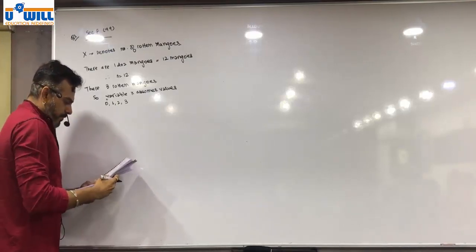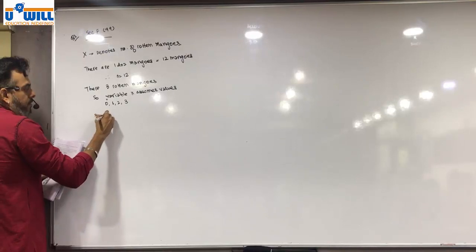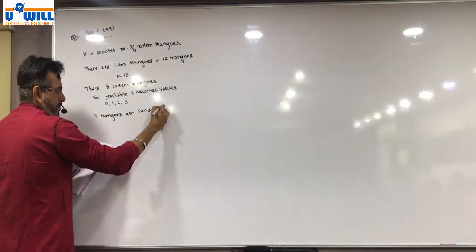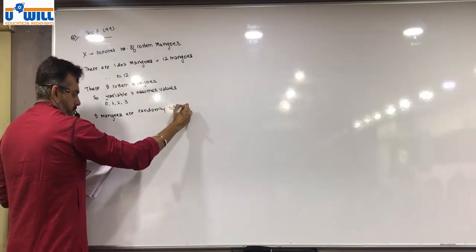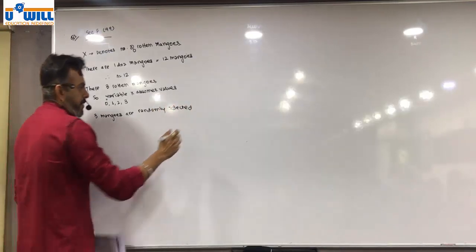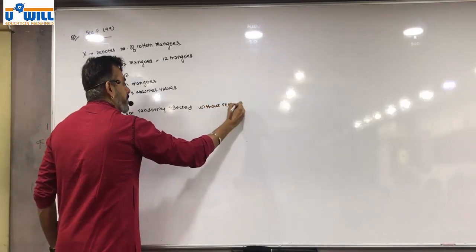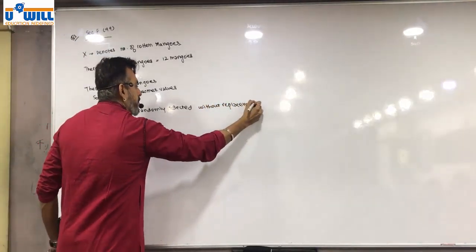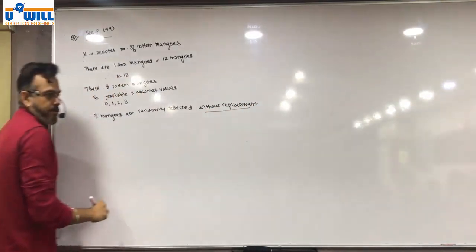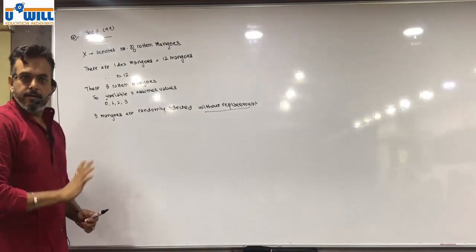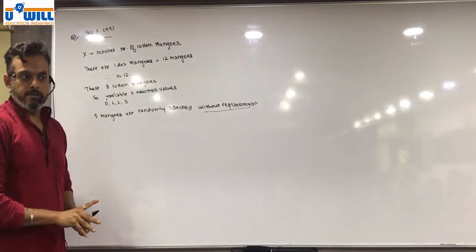Now, write in this: 3 mangoes are randomly selected without replacement. This is important. Without replacement. It means what? We select 3 at once. Understood this?